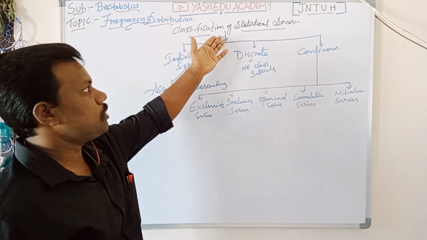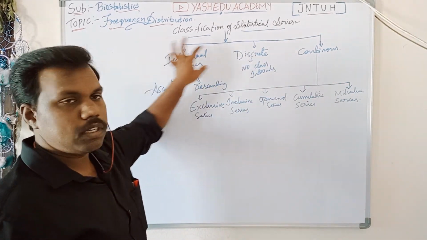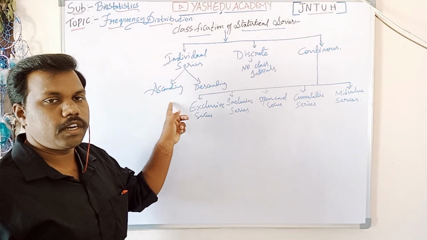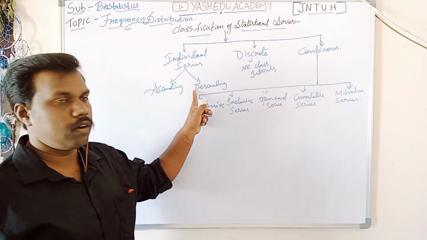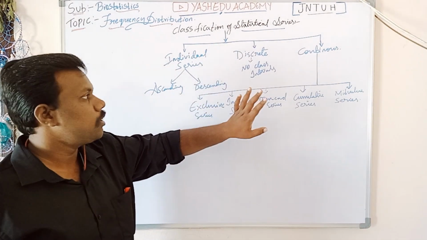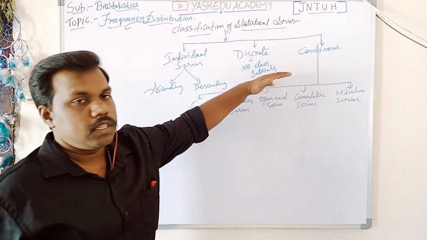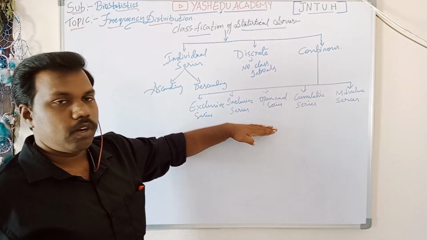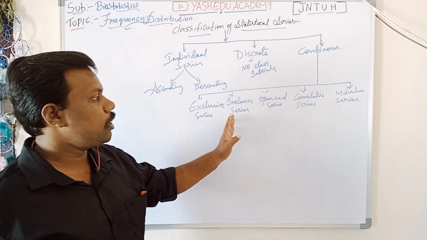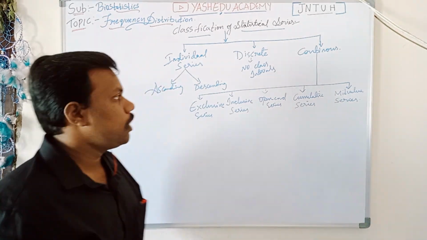From statistical series, it is divided into three types: individual series, discrete and continuous series. The individual series is again divided into two types: ascending and descending orders. And discrete is not divided; discrete itself is one. Now the continuous series is again subdivided into five topics: exclusive series, inclusive series, open-end series, cumulative series and mid-value series.